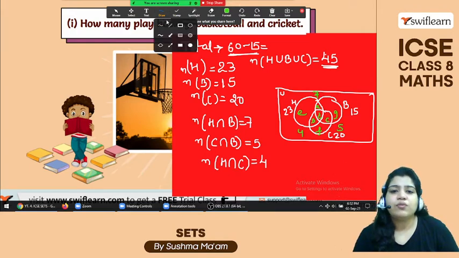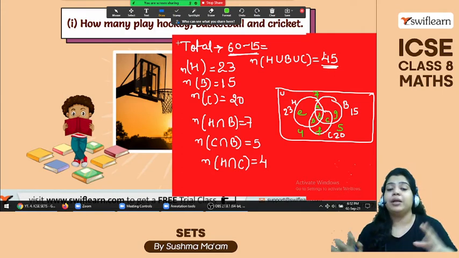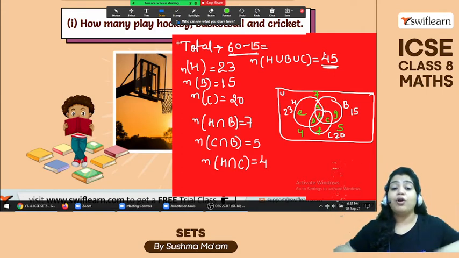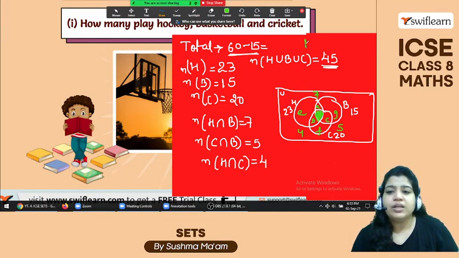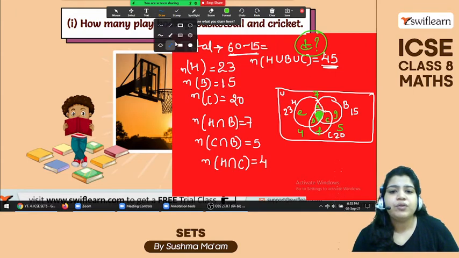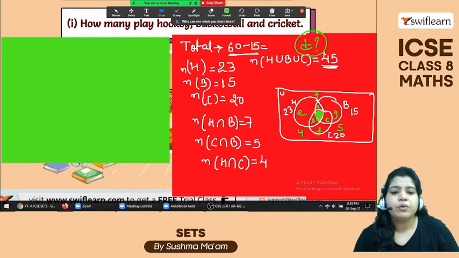Now let's solve this question. The question is, how many play hockey, basketball and cricket? It's asking for all the common, means it's asking for this portion. This portion means the D value. What is the D value? We have to find out. How do we find it out? We have a formula. Let me share that formula with you all.